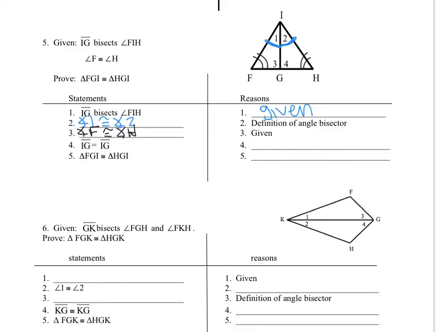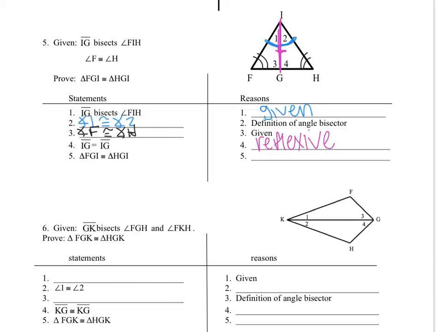Okay, and the second to last statement, it says IG is congruent to IG. Okay, so all that's saying is that something is congruent to itself. So IG is congruent to IG. If something's congruent to itself, y'all, it's always reflexive. That's the reflexive property. Okay, that never goes away. So that's telling you that that side is equal.